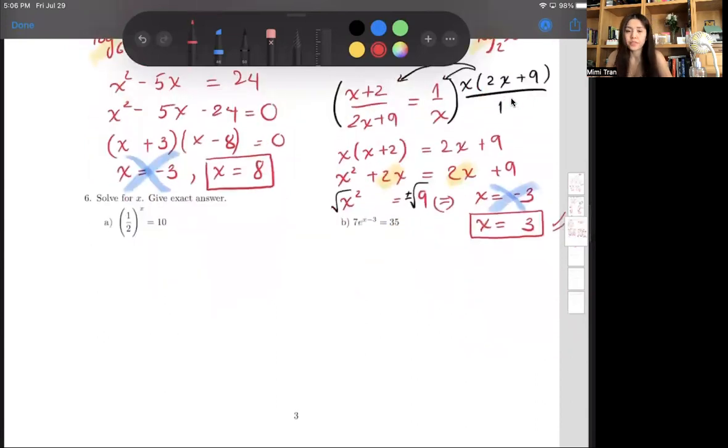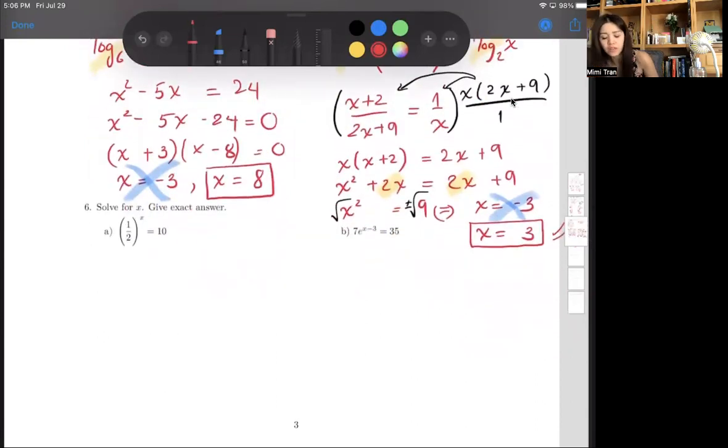Number 6, this is what I meant by you have two types of exponential equation. The easy one is that you can change one of the numbers into the same base, right? Well, here you can't change 10 into 1/2 or even 2, right? So what we're going to do, we're going to use log.